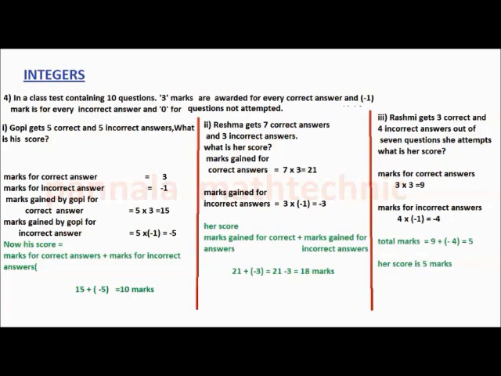Marks gained by Gopi for correct answers, 5 into 3, that is 15. Marks gained by Gopi for incorrect answers, 5 into minus 1, that is minus 5. Now his score is marks for correct answers plus marks for incorrect answers. So 15 plus minus 5 becomes 10 marks. Gopi got a total of 10 marks.